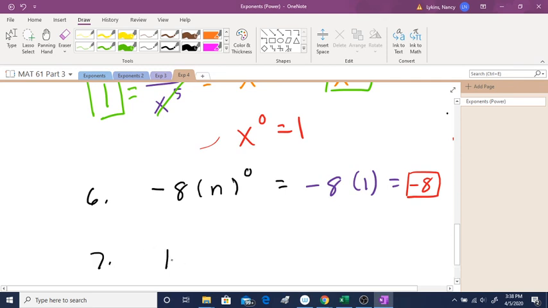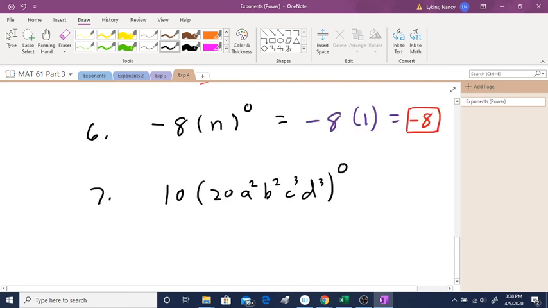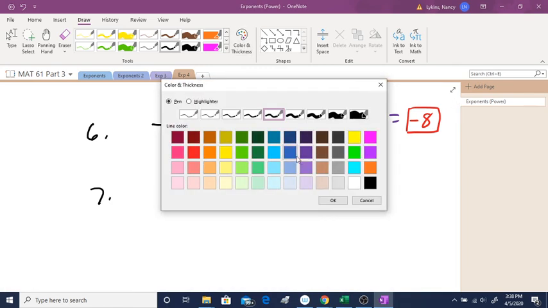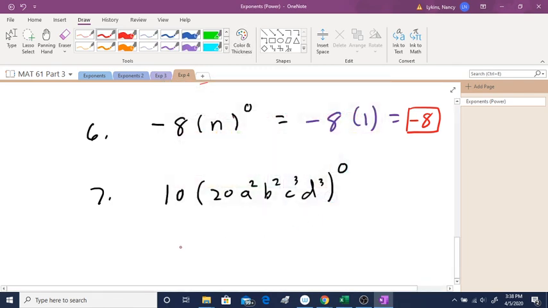What about if I had 10, and then maybe I had 20 a squared, b squared, c to the 3rd, d to the 3rd, to the 0 power? Well, I cannot do anything with a 10 yet, but now everything inside of this parentheses comes out to be 1. So that means 10 times 1 is 10. That is the answer we're looking at.